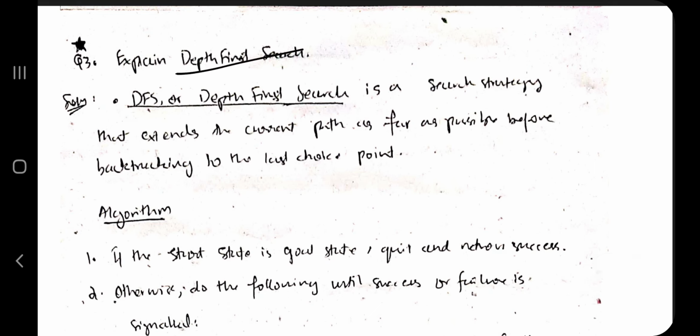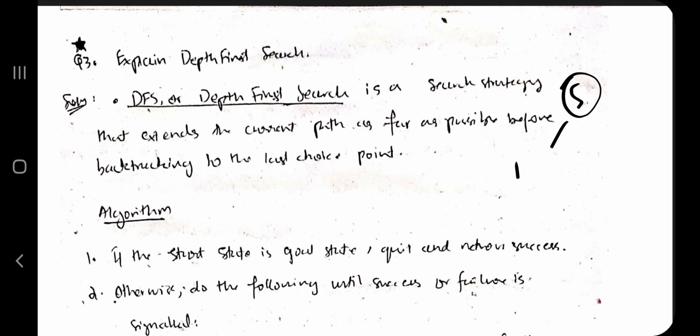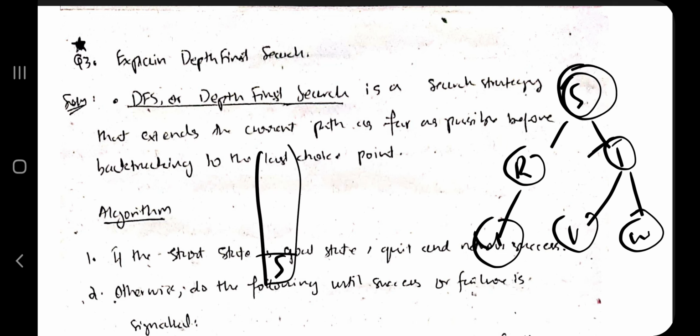In depth first search, we'll be searching till the end of the current path and possibly backtracking to the last choice point. So here what we'll be using is a stack. Why will we be using a stack? Let's take the same tree here: S, R, T, U, V, W. In depth first search, first we'll be storing S here. Why we are using a stack, I'll let you know.